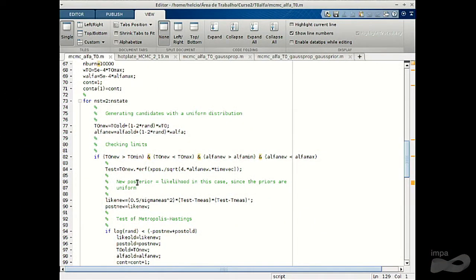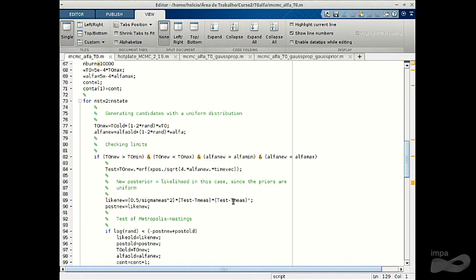Because I have to compute the likelihood, I need the estimated temperatures and the estimated response of your system, of the dependent variable that you are measuring, to be able to compute it. So I compute the new likelihood, also without the minus sign. And the posterior is equal to the likelihood because I'm only considering candidates inside the interval where the probability is different from 0. Outside this interval, the probability is 0.